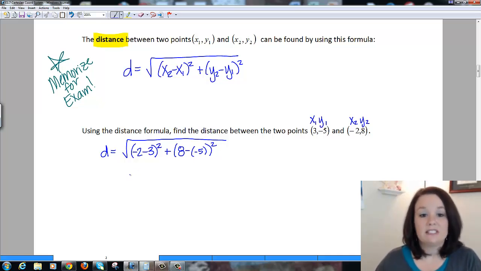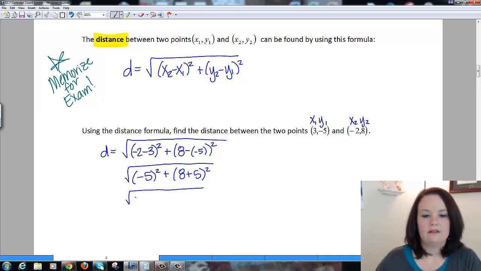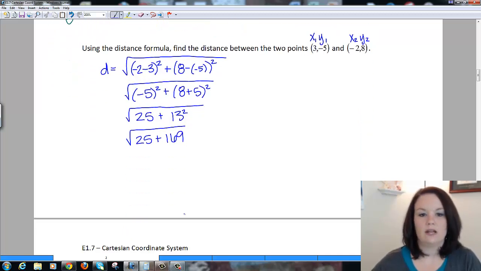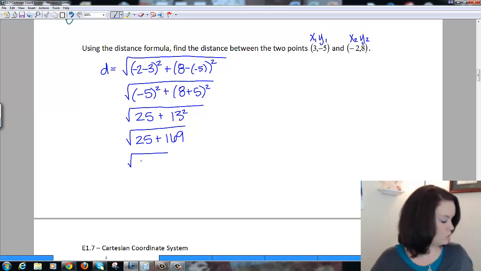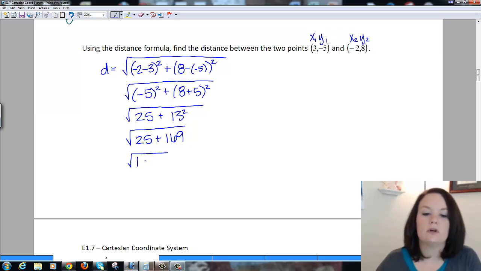Okay. And now we just simplify. Remember, anytime we have double negatives, it becomes positive. So this gives us -5 squared plus 8 plus 5 squared. And then I'm just going to keep simplifying. -5 squared is 25 plus 8 and 5 is 13 squared. So I get 25 plus 169, which when I add those together gives me the square root of 194, I believe. Yes, 194.